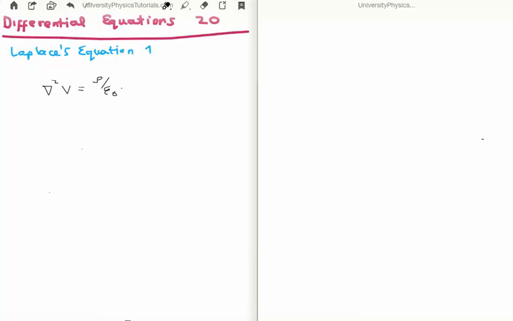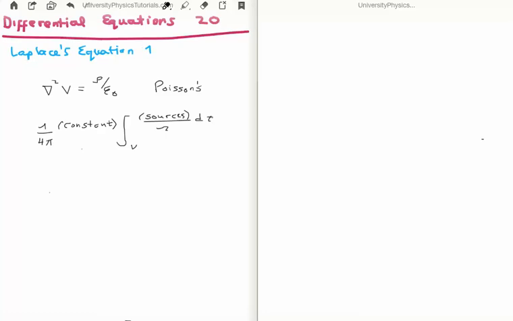Now, I'm going to tell you that the solution to Poisson's equation is as follows. It's 1 over 4 pi. Then you multiply that by a constant. And then you have a volume integral of your sources divided by your separation, the magnitude of your separation vector, and then integrate that over your volume.